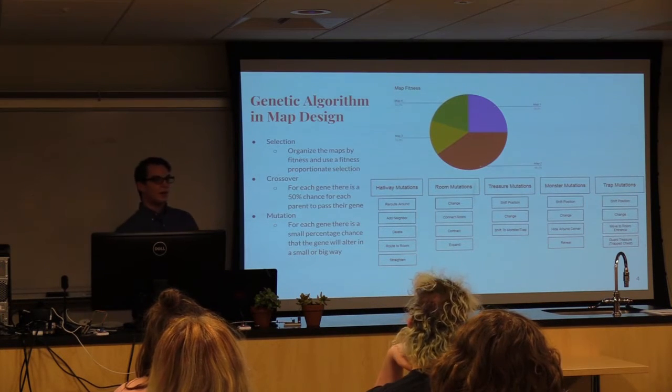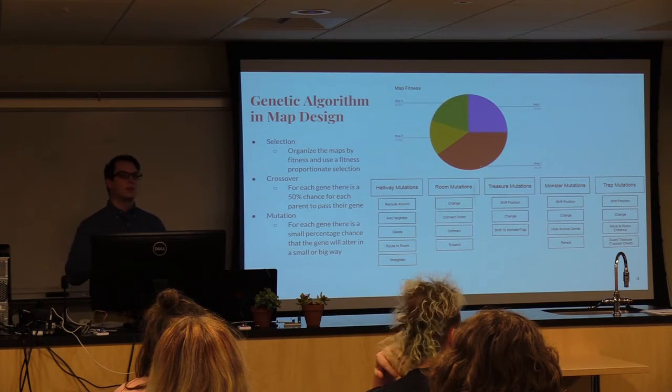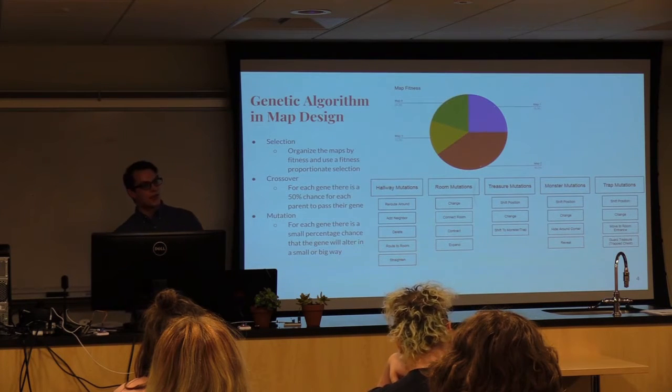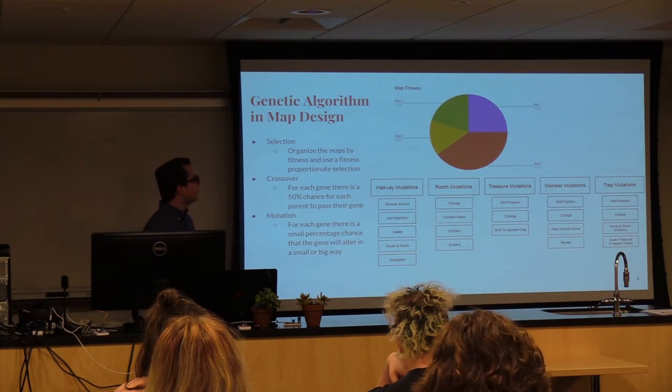Crossover, pretty simple method I use. For each gene, there's a 50% chance that you will take from parent A and a 50% chance that you will take from parent B. Mutation, there's a small percentage chance, in my case it's 0.5% chance, that any of these genes will mutate. On the right again, you can see a list of some of the mutations that I use.